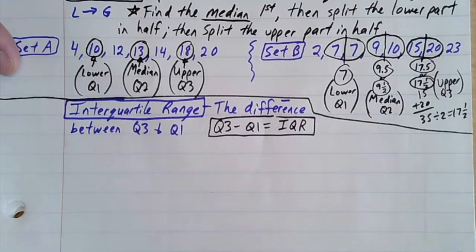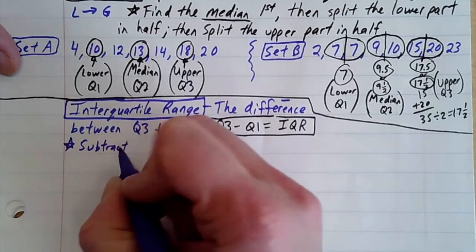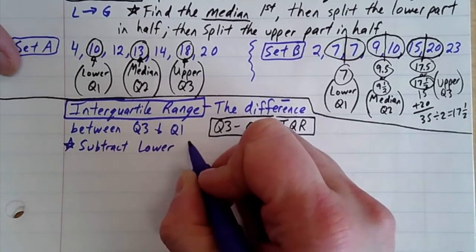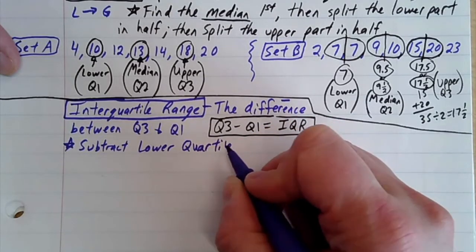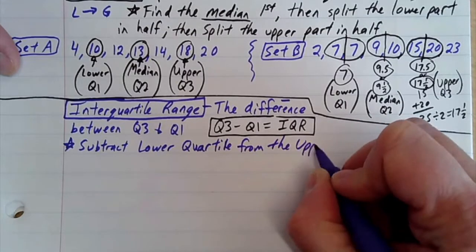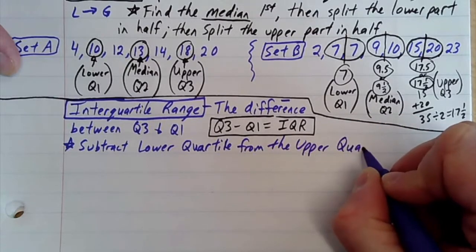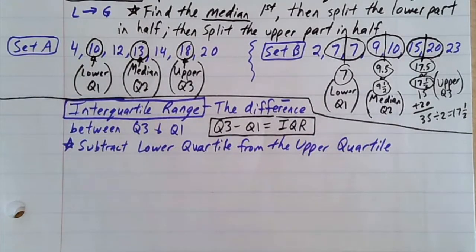So what do you do to find inner quartile range? You subtract the lower quartile from the upper quartile. We'll actually do that with set A and set B, so you get an example as well.